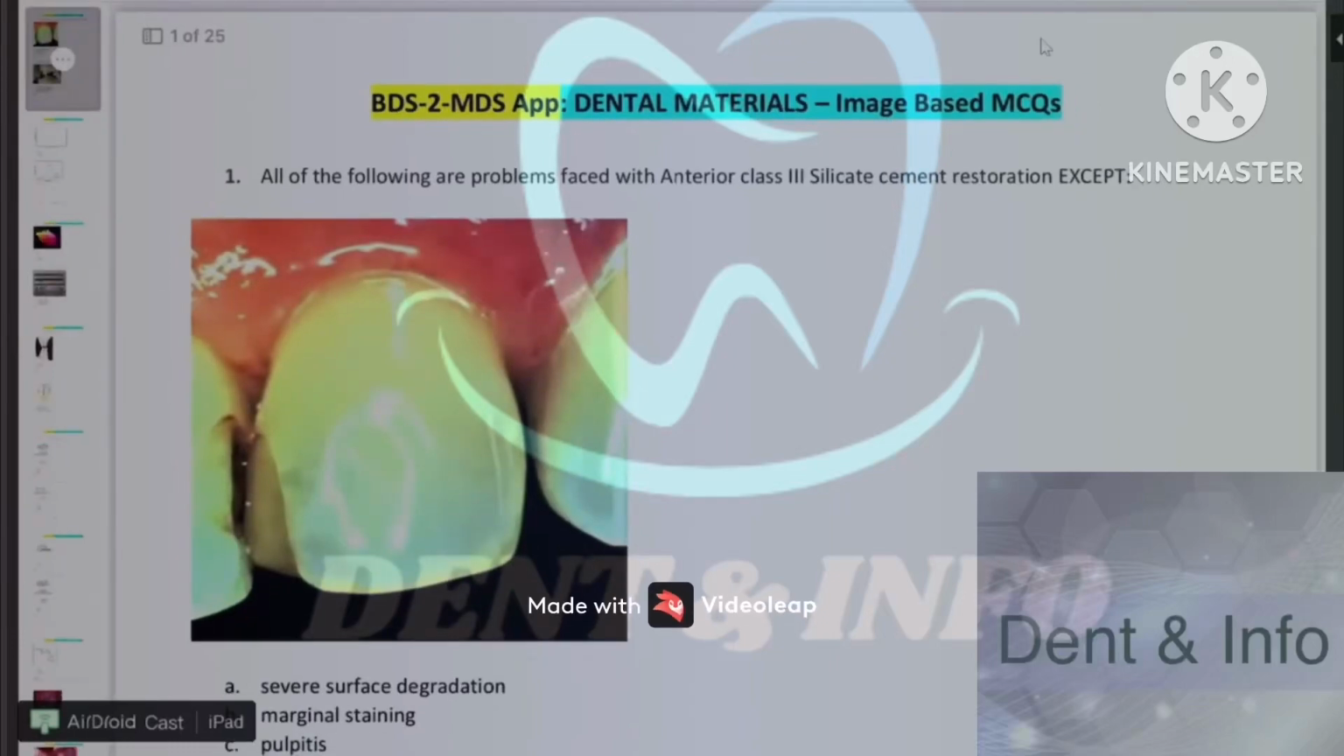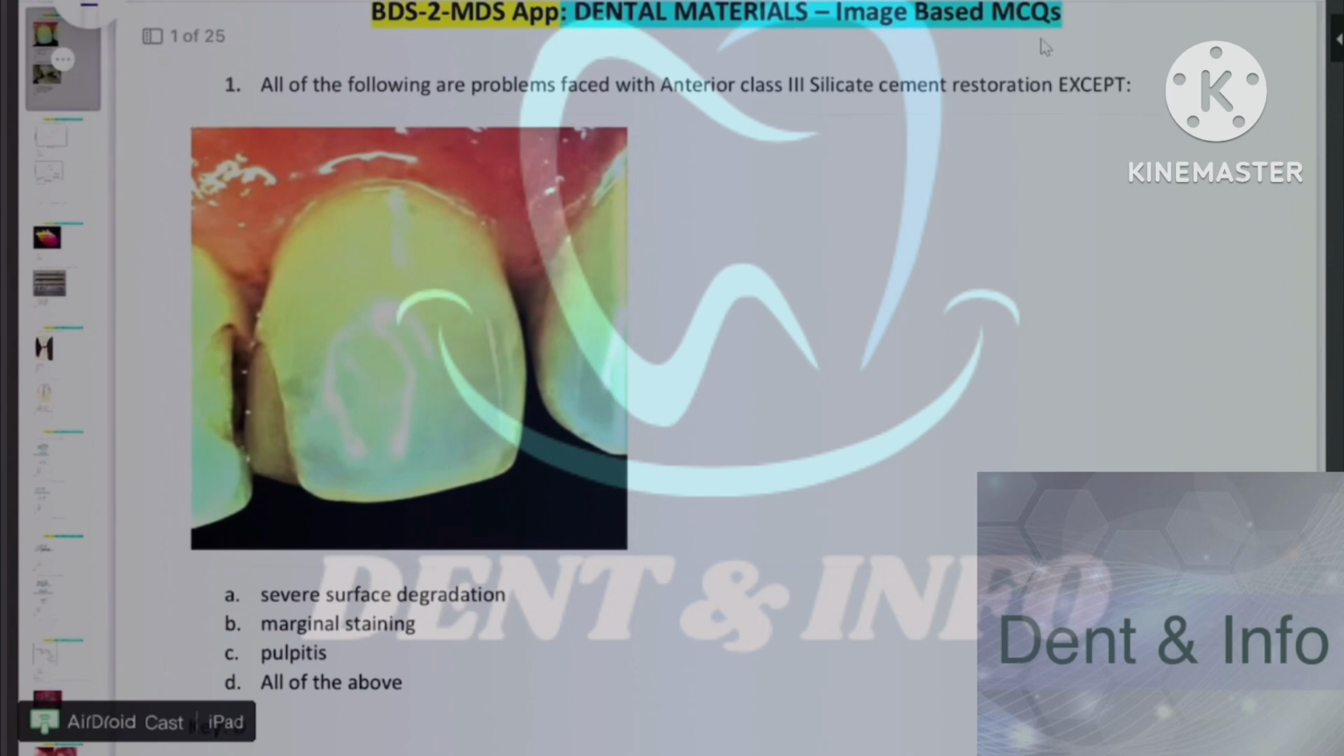Some questions. All of the following are problems faced with anterior class 3 silicate cement. Nowadays nobody will ask you silicate, but yes, there had been some questions in the past.